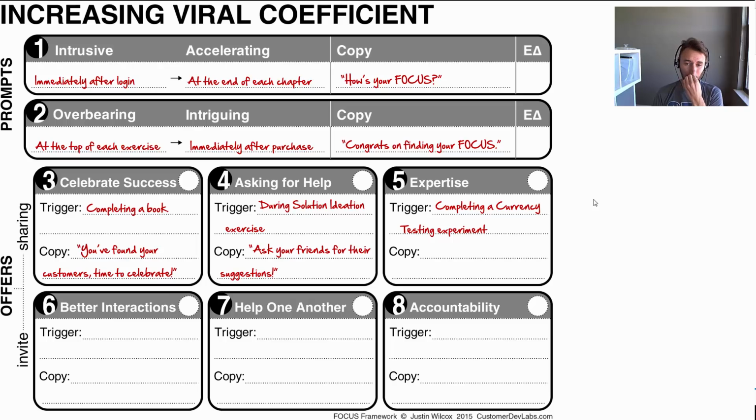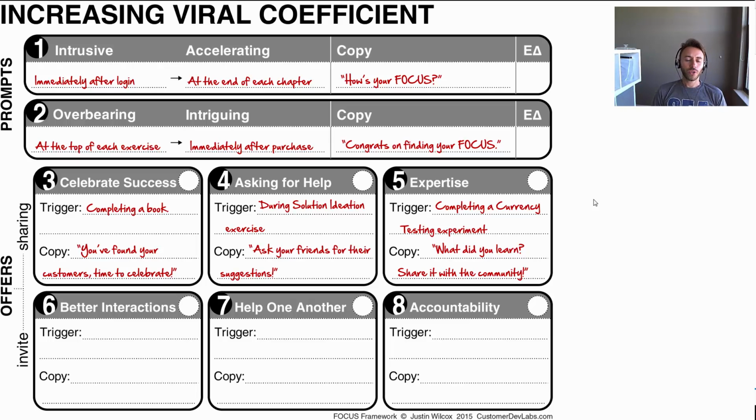So once someone completes a currency test, I can offer them, hey, what did you learn? Share it with your community. So maybe it's other founders that you're going to share with, maybe it's people in your accelerator, maybe it's people in your social network. Currency testing is always super fascinating. There's always really interesting nuances there. So offering someone the opportunity to share that with their community is, again, a win-win for everyone involved.